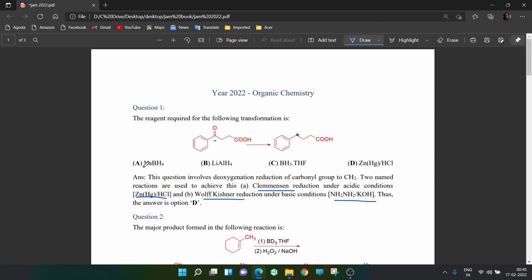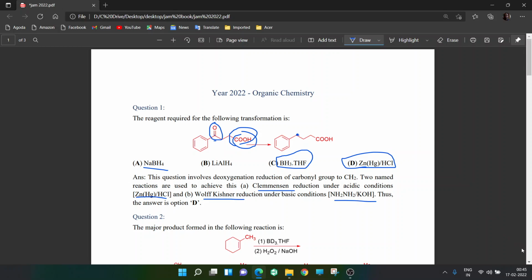First one is NaBH4. NaBH4 is a very mild reducing agent. It will not touch the carboxylic acid, but it will reduce the ketonic group into alcohol. LiAlH4 is a very powerful reducing agent, and will reduce both the ketone into alcohol and the COOH also into alcohol, that is CH2OH. BH3 is an electrophilic reducing agent. It accepts electrons. So it will not touch the ketonic group, but it will reduce the carboxylic acid to CH2OH. So the answer remains zinc amalgam and HCl.